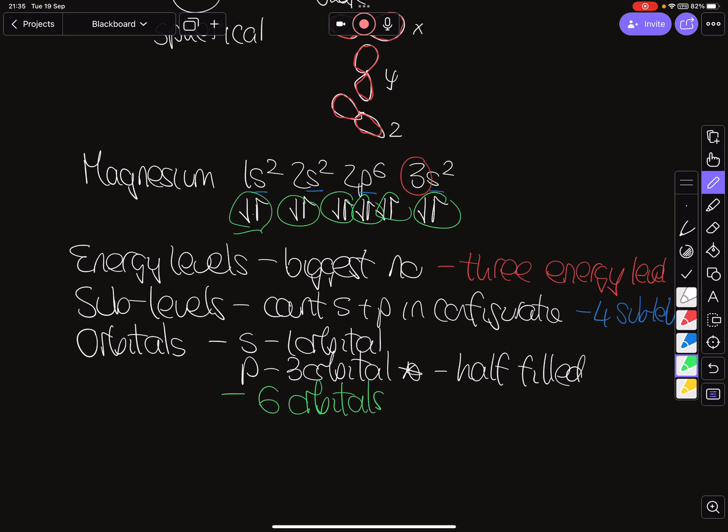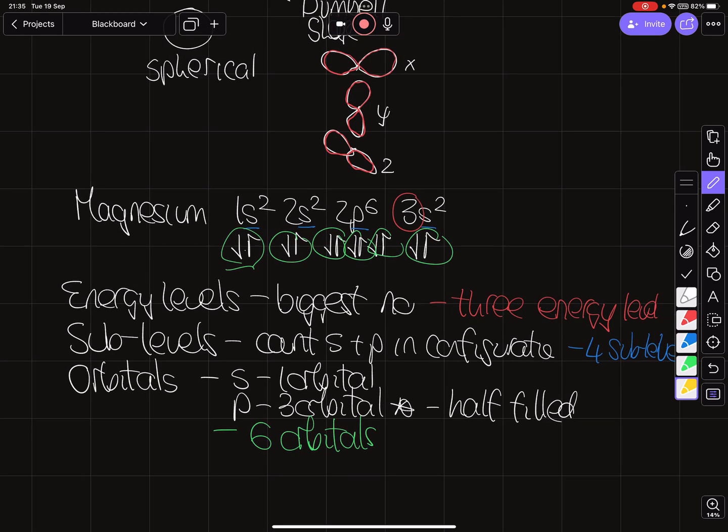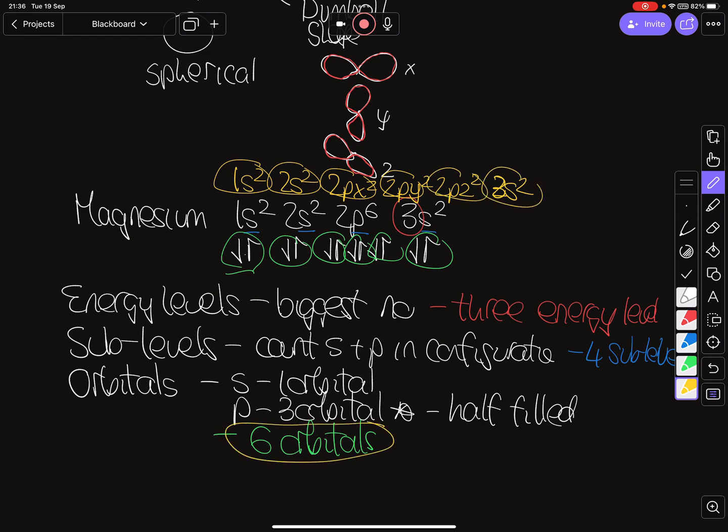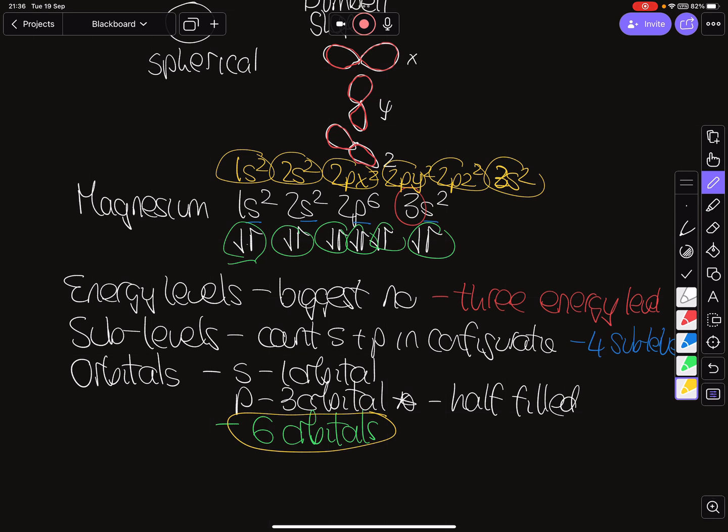Now, I haven't said, but you may want to write your full electron configuration. It would look like 1s2, 2s2, where we expand our p's, 2py2, 2pz2, and then 3s2. As you can see, if you're trying to figure out orbitals, it literally is counting 1, 2, 3, 4, 5, and 6. So that's why your extended one is a nicer version.